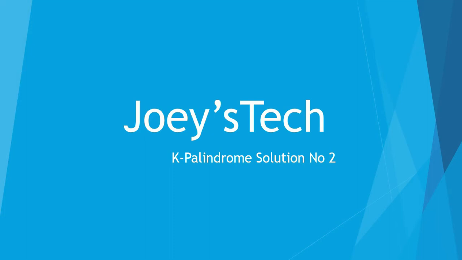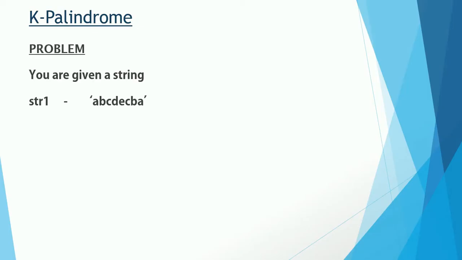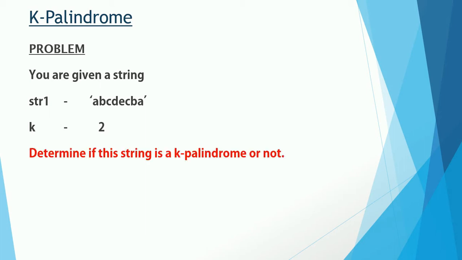Now we are going to take a look at the problem statement of the K-Palindrome problem. You are given a string, ABCDECBA, and a variable K, the value of which is 2. You need to determine if this string is a K-Palindrome or not.